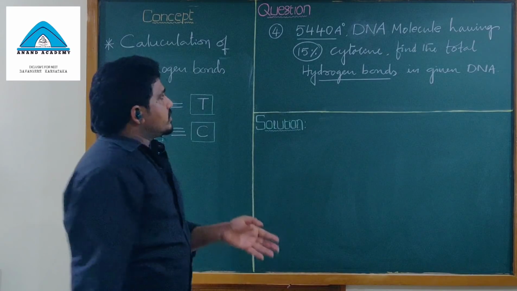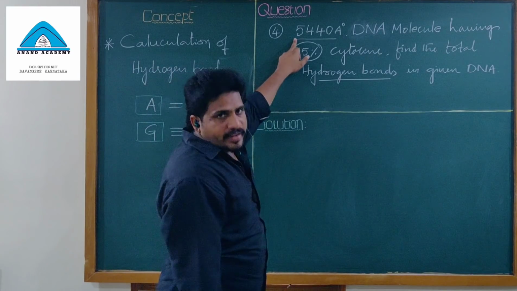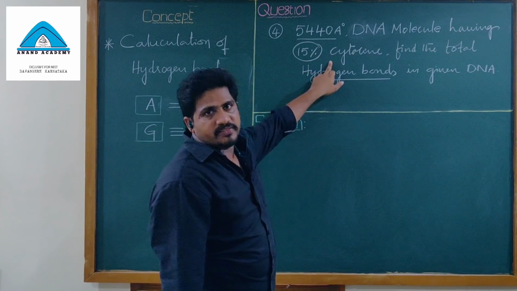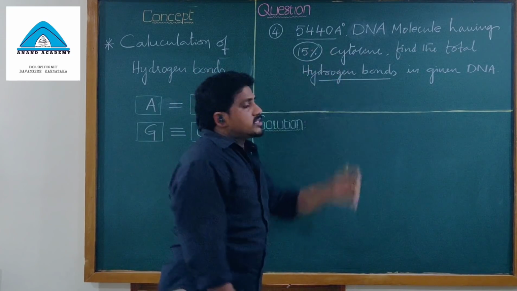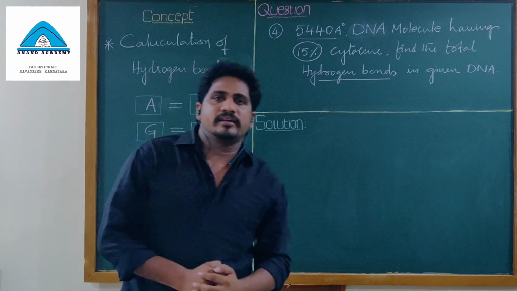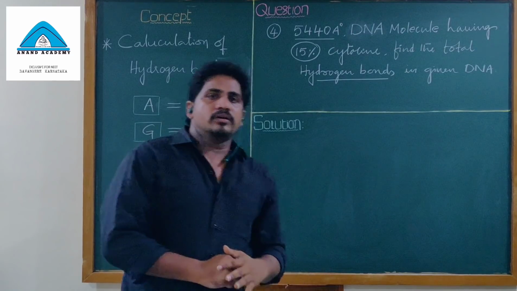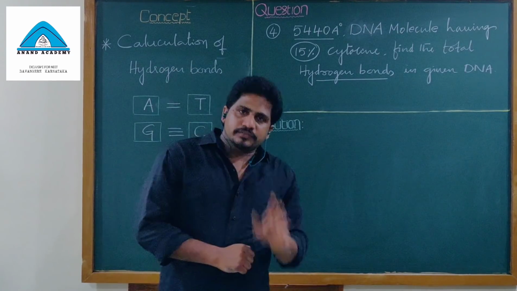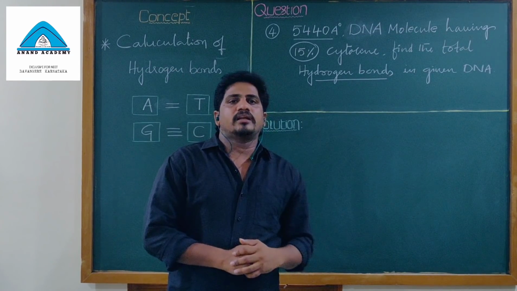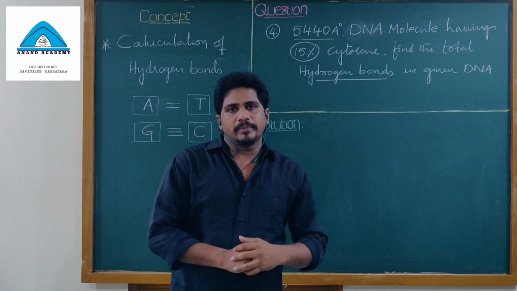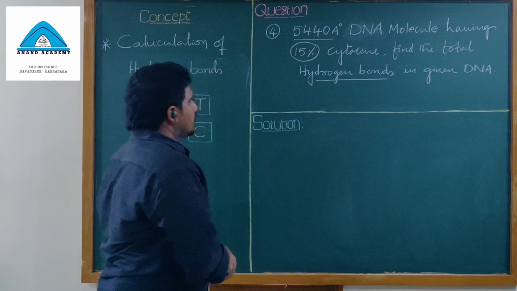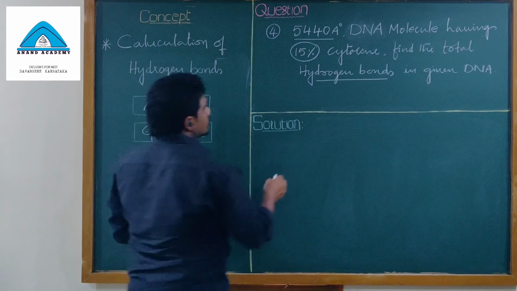So what is the data in the question? Length of DNA and cytosine were given. If cytosine was not given, it is impossible to calculate. So what I am going to tell you is that in the question, any one of the nitrogen base data should be present to calculate the hydrogen bonds. It is primary information. Let us solve the problem.